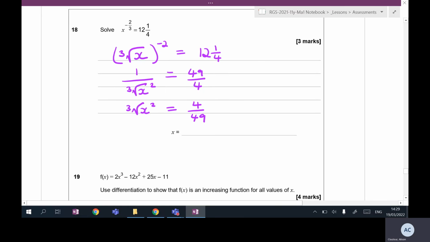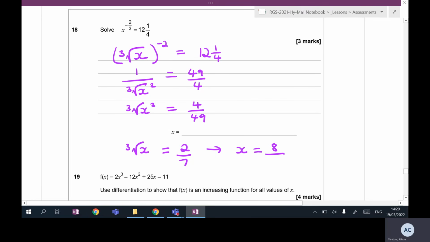So I've got squared and a cube root to sort out. I'm going to sort out the squared first, and the inverse operation is obviously square root. So if I square root 4 and square root 49, I get 2 over 7. I've then got the cube root. So if I want to get back to x, my inverse operation is cubing. So I want to cube 8 and cube 7.